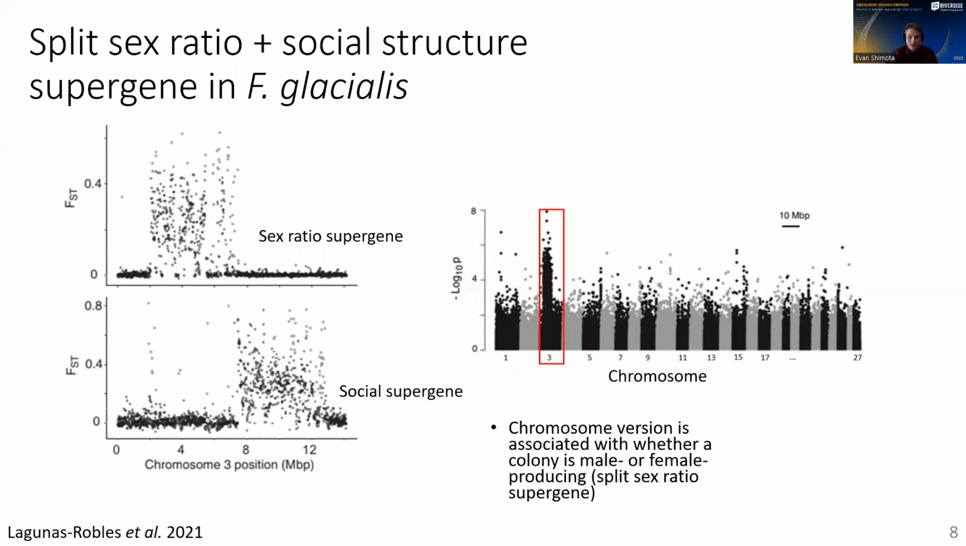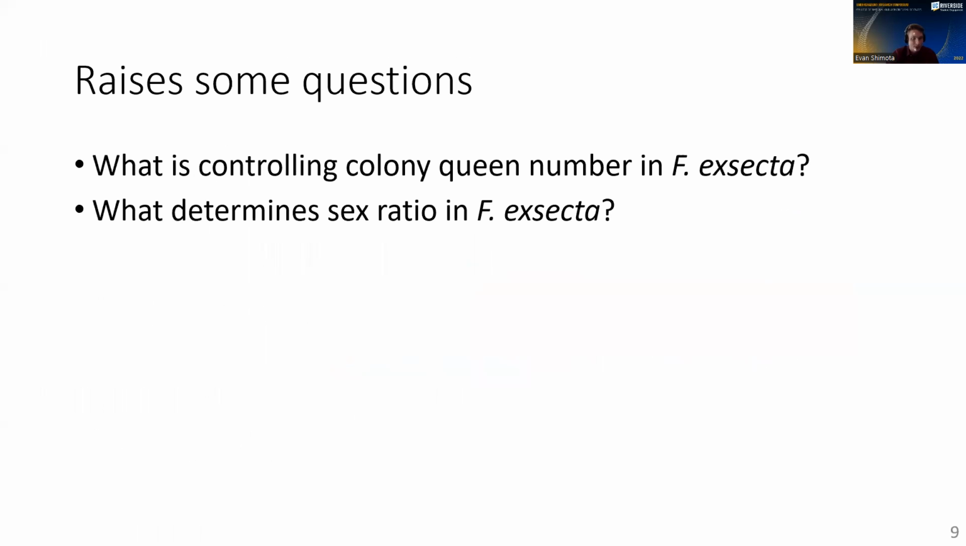By looking at the FST plot, we can see there are two distinct regions of high genetic differentiation on chromosome 3 in the related species Formica glacialis. This shows that glacialis has a supergene for both social structure and split sex ratio located adjacent to each other on the same chromosome. So this raises some questions about Formica execta, specifically what is controlling colony queen number and what determines sex ratio.